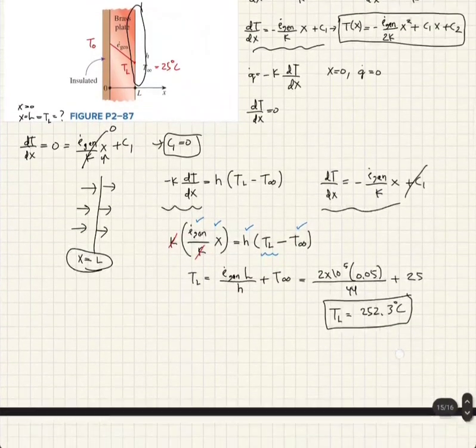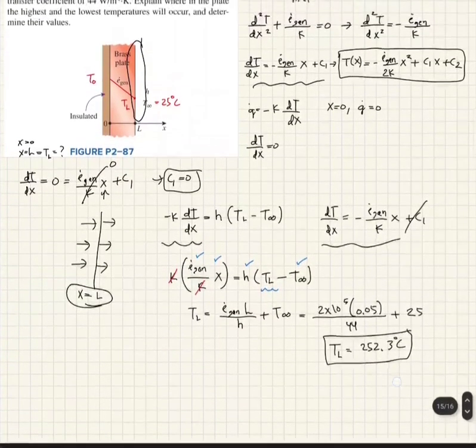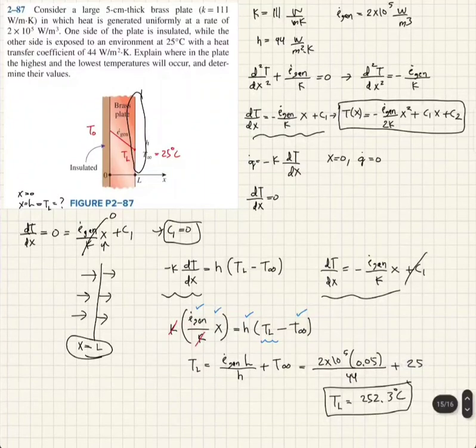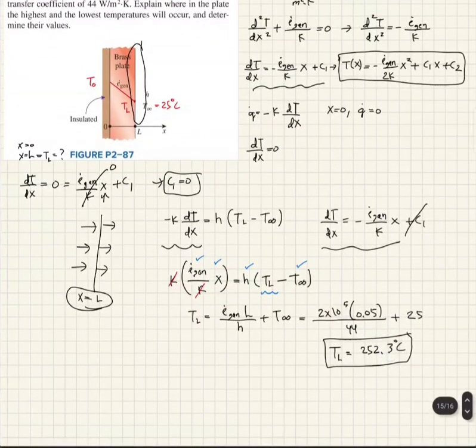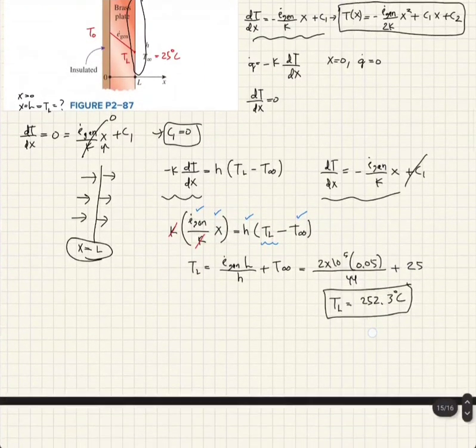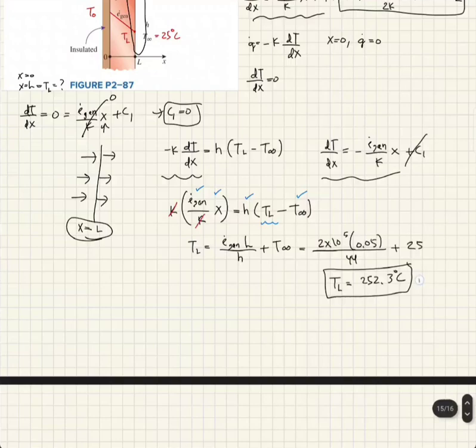How do we find the temperature at T0? Because they're asking what is the value of the maximum and minimum temperature. So TL is our minimum, or lowest, temperature.